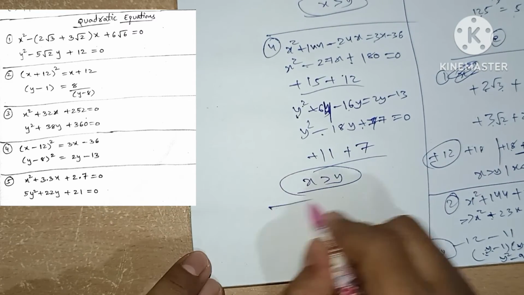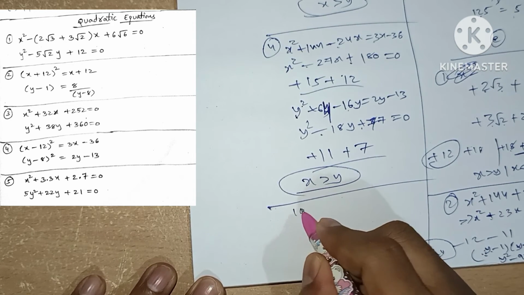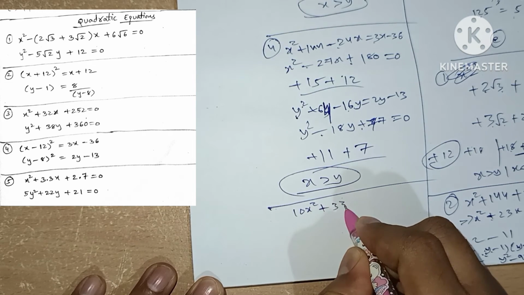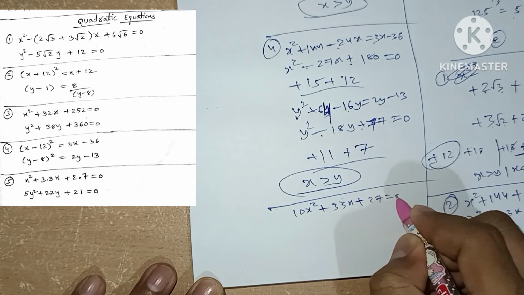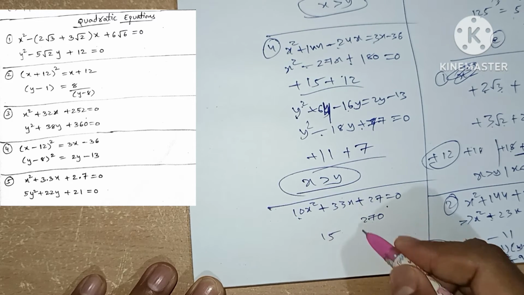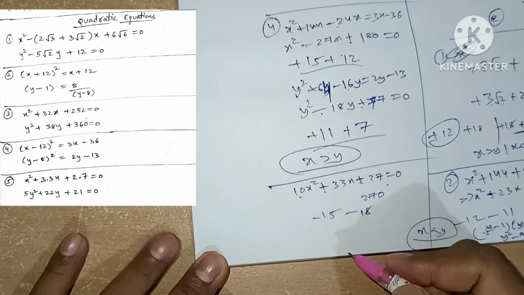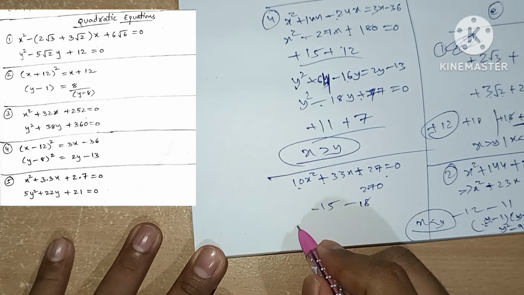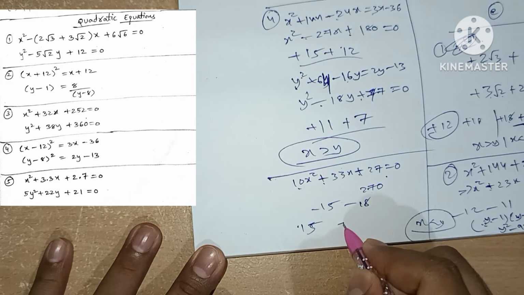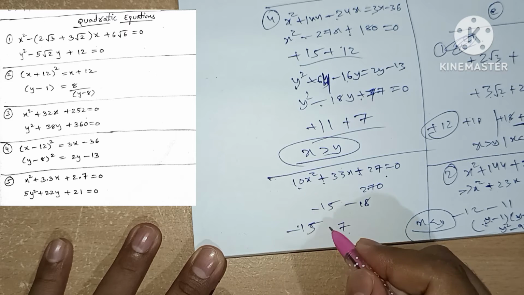Okay, next, fifth one, which is x² + 3.3x + 2.7. So multiplying with 10, we get 10x² + 33x + 27 = 0. 10 times 27 is 270, so 15 times 18 will be 270. So plus and plus means both the roots are negative. Next, the second equation is 5y² + 22y + 21. 5 times 21 will be 105. 15 times 7 will be 105 and we got 22. Plus and plus means both the roots are negative.